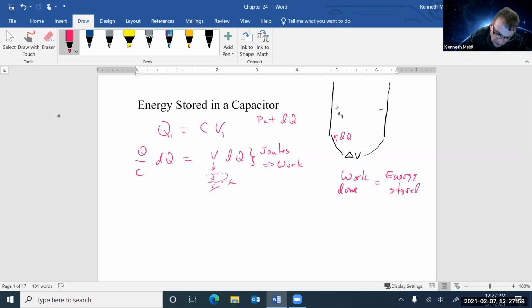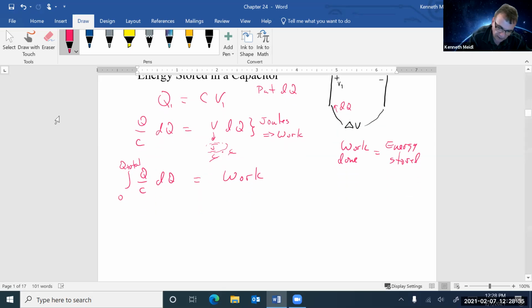I think what I'm going to do here is call this over here work. So this is the work being done. And what I'm going to do over here is add up all the charge all the way up to Q total, the total amount that you can get. You just keep putting little point charges out there, little dQs, and you keep adding them up. In this case, I'm going to assume that our capacitance is a constant, so the capacitance passes out of my integral sign for free. That comes out.